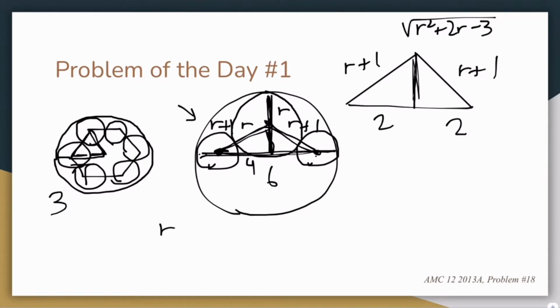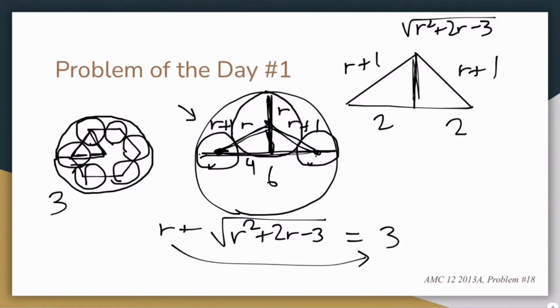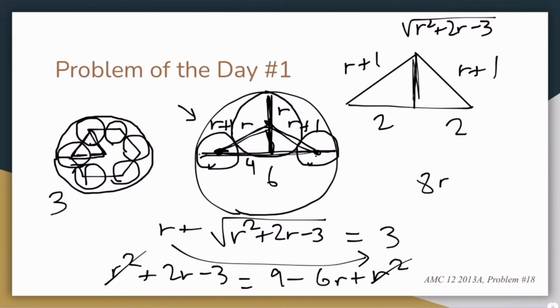Now, we can get a simple equation, which is r plus square root of r squared plus 2r minus 3 is equal to 3. And from this, we can rearrange and square both sides to get r squared plus 2r minus 3 is equal to 9 minus 6r plus r squared. And cancel the r squareds and shift some things around. We get 8r is equal to 12, or r is equal to 3 over 2, which is our answer.